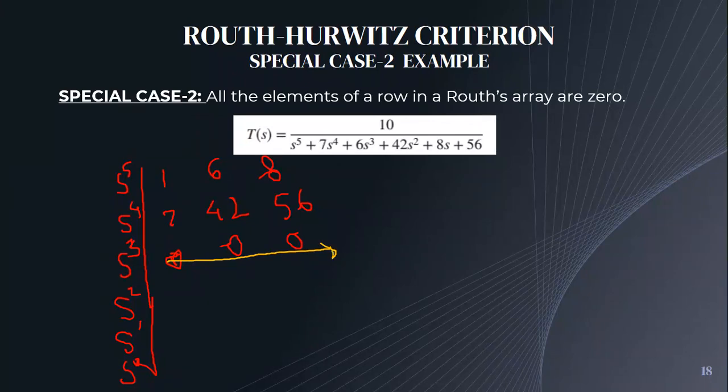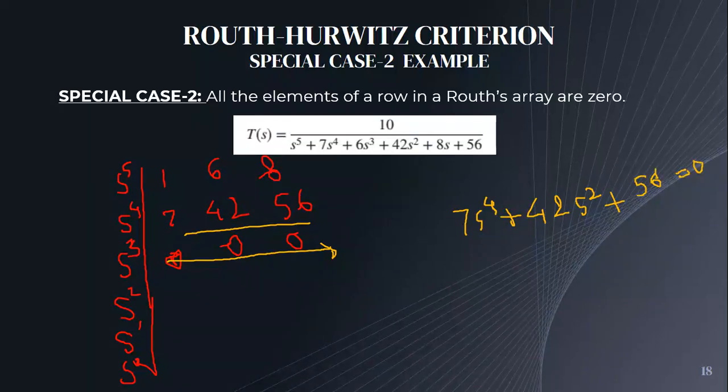So first of all I'll write down the equation of the preceding row. So it is 7 s raised to power 4 plus 42 s square. Now why square? Because s cube has gone in the preceding one. And plus 56 as it is, right? Now this equals to 0. Now over here, to just make this problem a simpler one, I'll be taking the 7 common. So I'll get s raised to power 4 plus 6 s square plus 8.